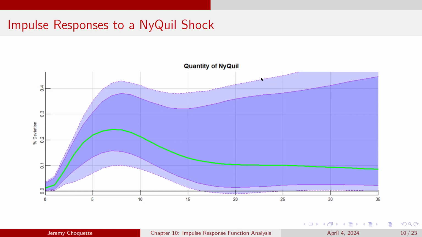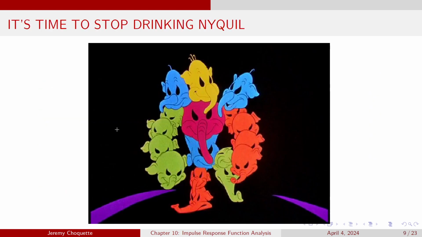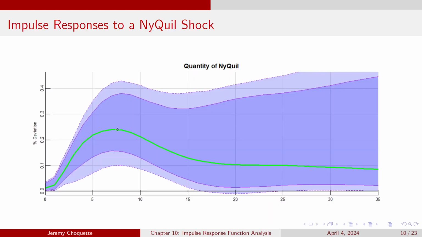What happens? Well, people get sick. We get a cold, right? Everybody gets sick at some point. Now, as that happens, the quantity of NyQuil is going to increase. We're going to use more and more NyQuil. Eventually, we're either going to see this and go, oh my God, it's time to stop drinking NyQuil, or we're going to go, hey, I'm starting to feel better. It's probably a combination of the two, a nice linear combination of those two types there. Either way, NyQuil consumption begins to fall, and it falls and falls.